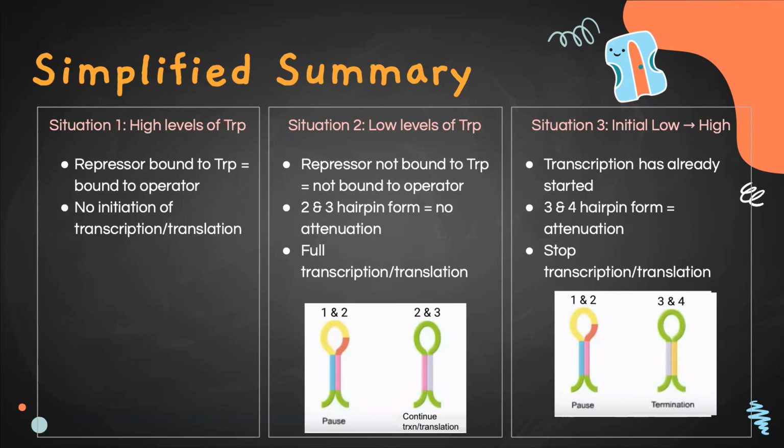For situation 3, does it still form a short protein? Nope, because remember that the leader sequence, these regions 1, 2, 3, and 4, are before the genes that code for the proteins. So if 3 and 4 come together, it yanks it out of the RNA polymerase before it can start to code for the proteins. Okay.